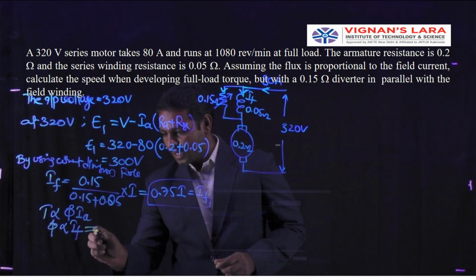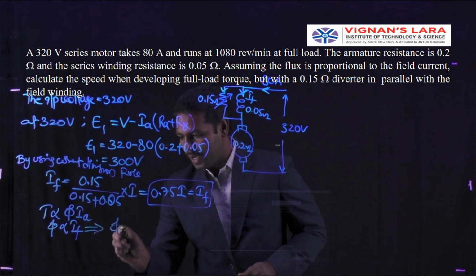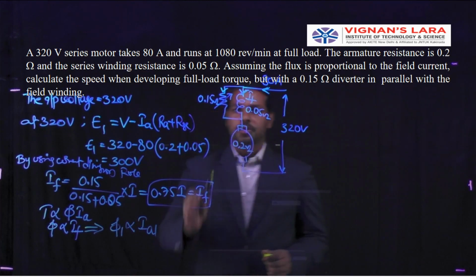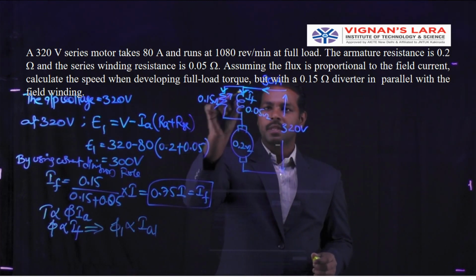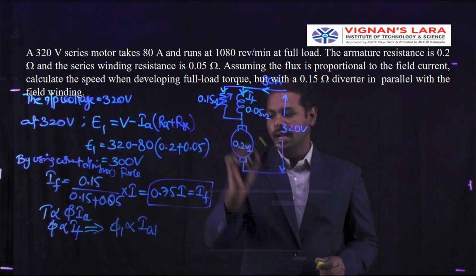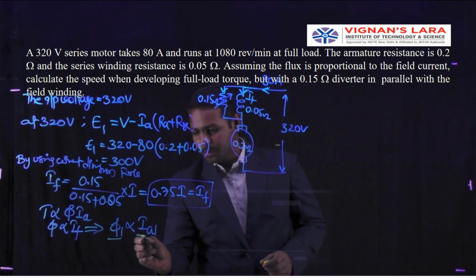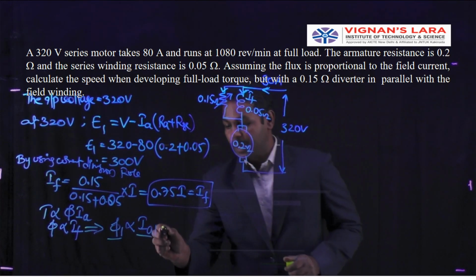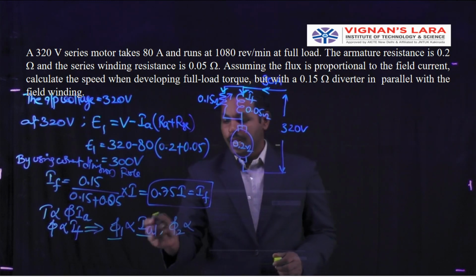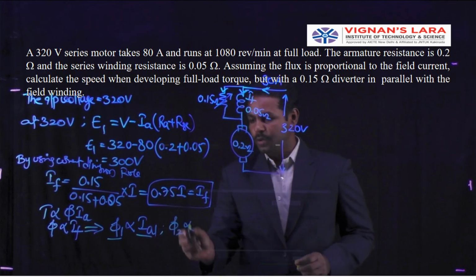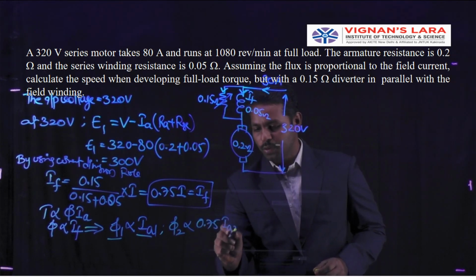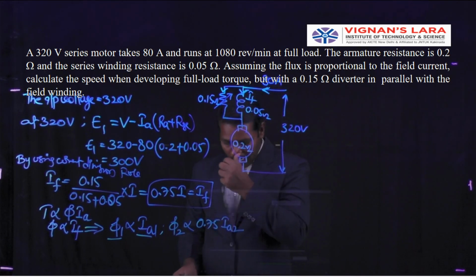This is considered as two cases. Phi 1 is directly proportional to Ia1, because without the diverter, the current flowing through the series field winding is always the same as the armature current. But in the second condition, phi 2 is proportional to If, which is 0.75 times Ia2.